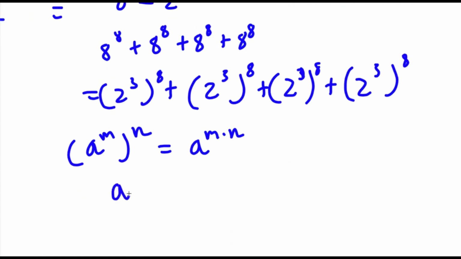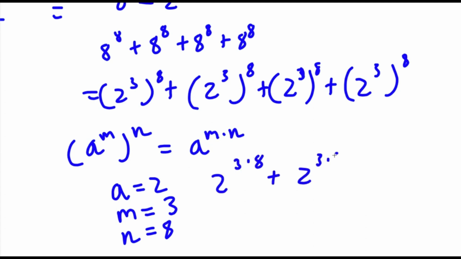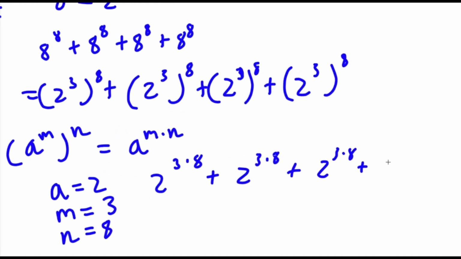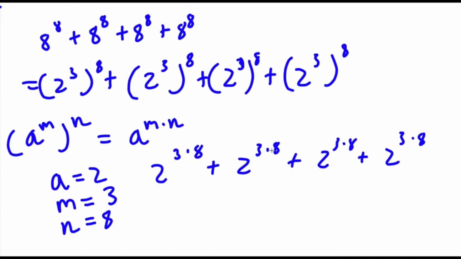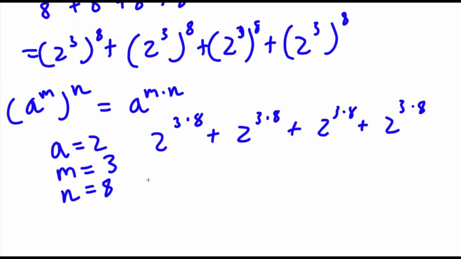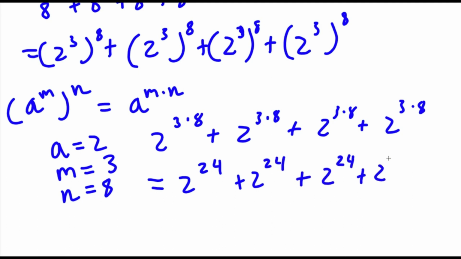So in this case, a is equal to 2, m is equal to 3, and n is equal to 8. So now I have 2 to the power of 3 times 8 plus 2 to the power of 3 times 8 plus 2 to the power of 3 times 8 plus 2 to the power of 3 times 8. Now 3 times 8, this is the same thing as 24. So now I have 2 to the power of 24 plus 2 to the power of 24 plus 2 to the power of 24 plus 2 to the power of 24.